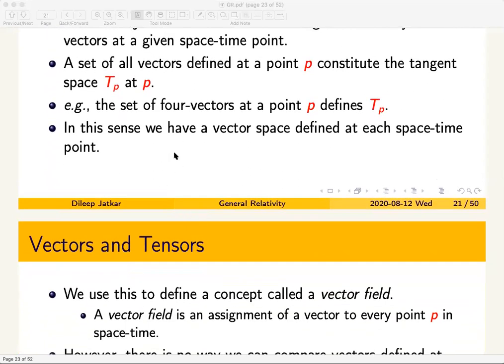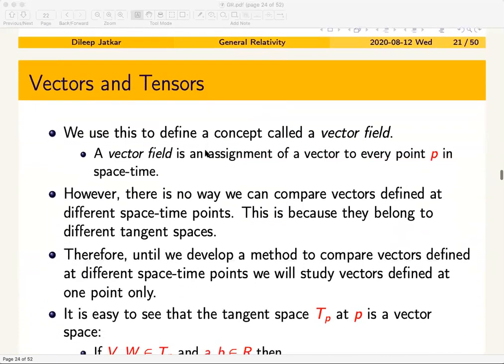So what we are going to do is to use this notion of vector space defined at a particular space-time point. But that notion is very restricted, because every time you want to talk about something, you have to go to a particular point and compute. What we want to really do is to define a quantity called a vector field, and a vector field is an object where you assign a vector at every space-time point. So at every space-time point, you have a tangent space. You pick one vector from every space-time point. That is the notion that one is going to use.